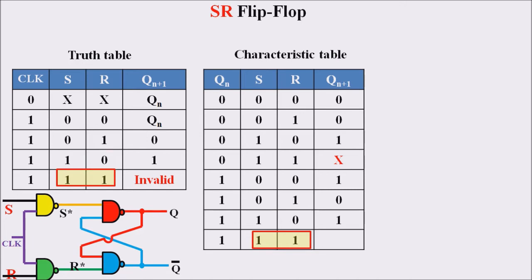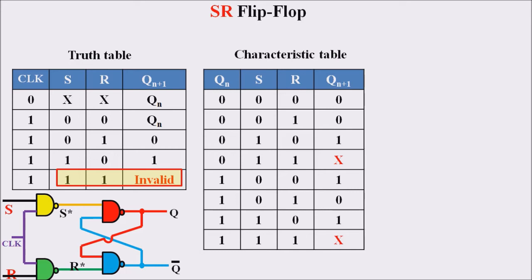And if we are moving to the 1, 1 condition, then the output will be invalid, so we are marking it as an invalid condition. So this is the characteristic table of the SR flip-flop. The characteristic table has three inputs, Qn, S and R, and Qn plus 1 represents the present output and Qn represents the previous output, or Qn plus 1 represents the present state and Qn represents the previous state. So now we are moving towards the excitation table of this SR flip-flop.